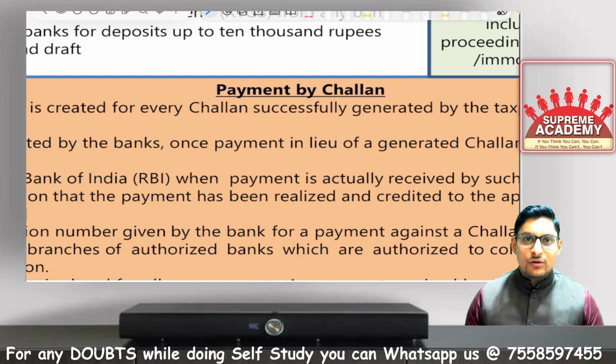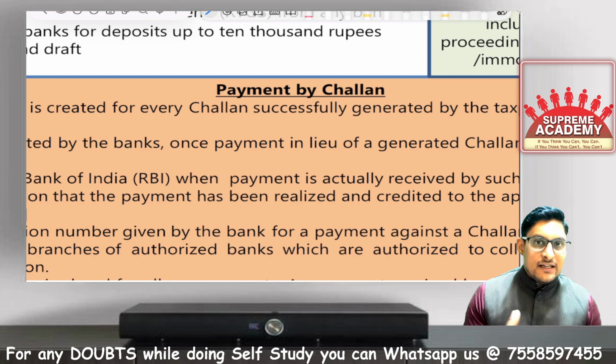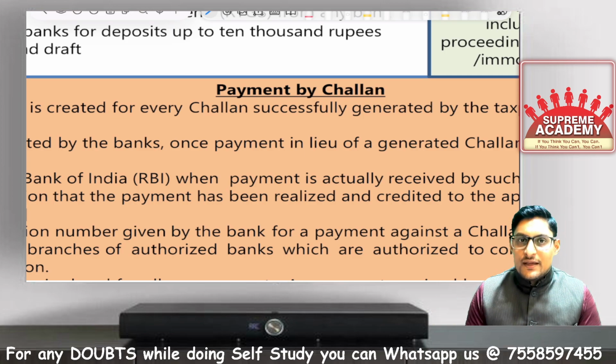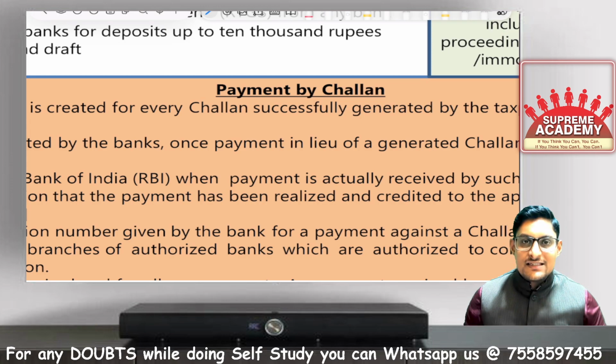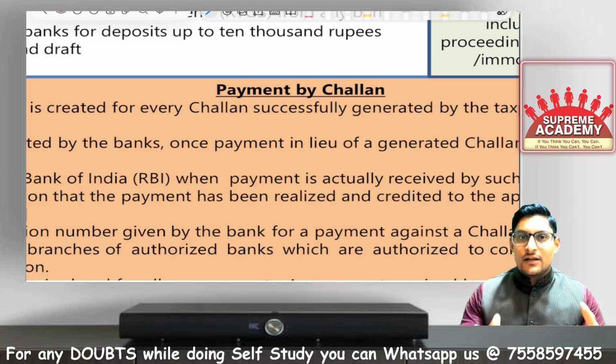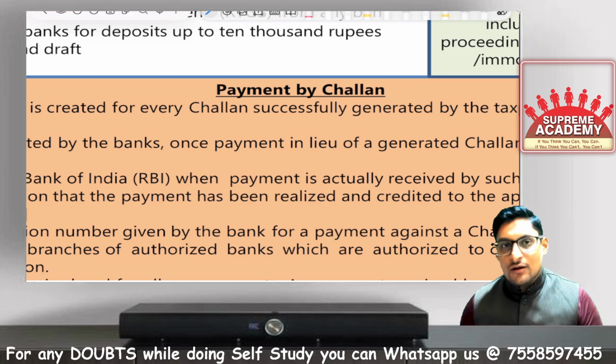Second example: if you are traveling without a ticket in a train and the TT comes, what will the TT say? You have to pay the penalty as per challan. He will threaten you: I will generate the challan. This is challan. Challan is a process in the government system through which you make a payment to the government. It is a receipt in return for that payment you are making to the government.